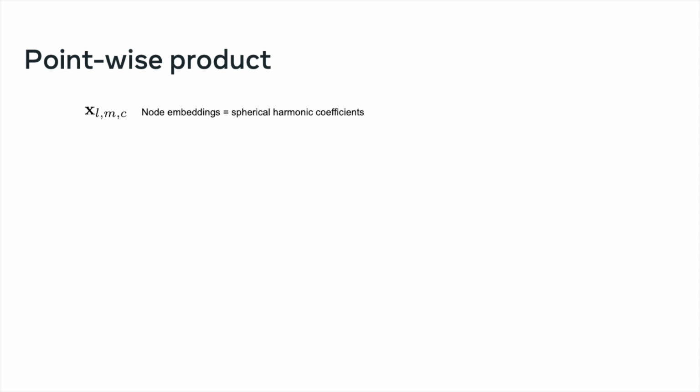So just a couple words on how we do a pointwise product. We have an embedding x, which is indexed by the degree L, the order m, and the channel C. And then we have a filter, which is indexed by L, M, and C, as well as L prime and C prime. So if we want to do a pointwise product for the m equals 0 coefficients, we can just use the following equation where we're summing over all L prime and C prime, and it's fairly simple and straightforward.